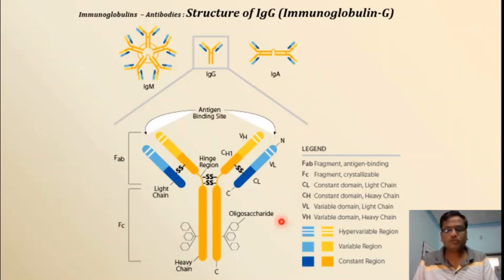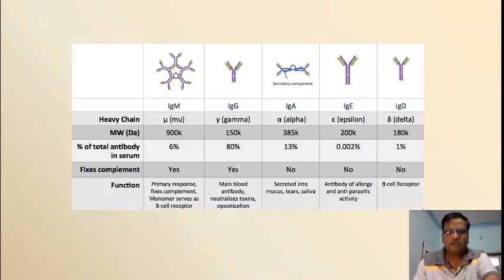So this Y-shaped molecule is commonly called immunoglobulin or antibodies, which play a very important role in the immune response. Earlier I already mentioned there are different types of antibodies like IgM, IgG, IgA, IgE, IgD. They show some differences in their molecular weight, and they are present in different percentages in our body. As I already told you, 80% of antibodies belong to the immunoglobulin G category, and others are also found: IgD, delta; IgE, epsilon; IgA, alpha; IgM, mu. The gamma type of antibody is the most commonly found antibody.